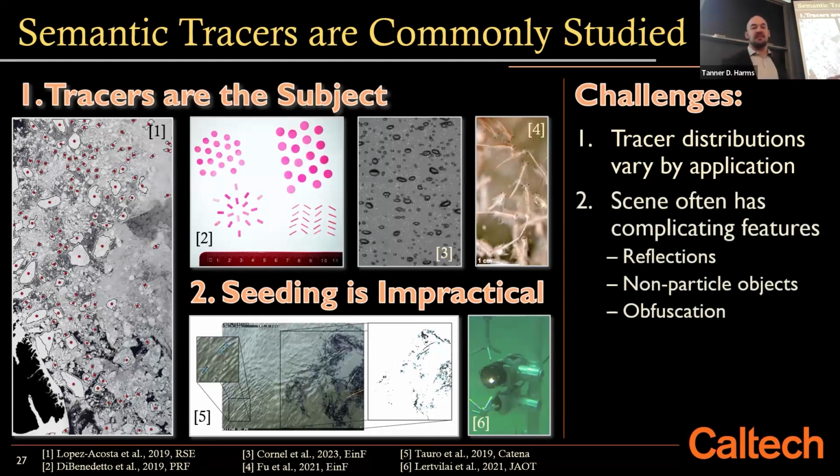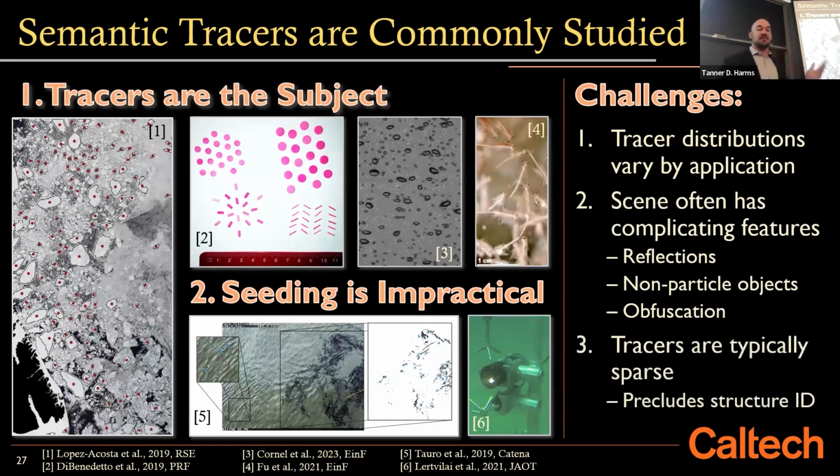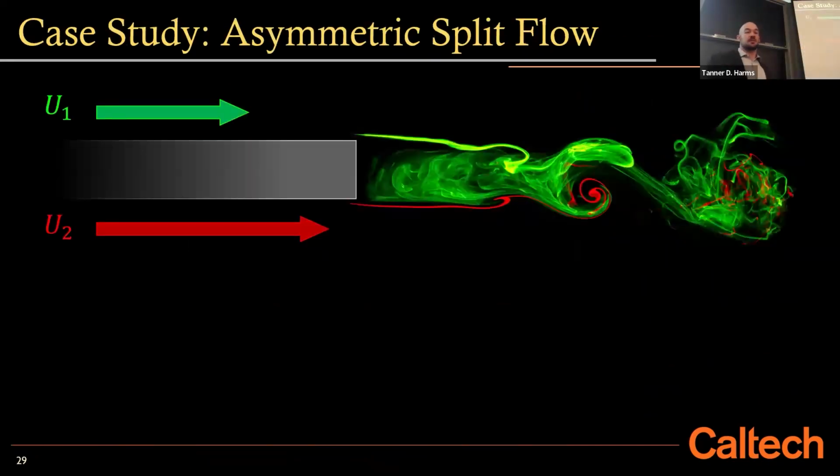We also know that the scene has complicating features like reflections and things that we've already looked at. And then finally, the tracers are typically sparse, and that's going to preclude structure identification methods that we might normally apply. So to go through this study, we're going to have a case flow that we'll look at.